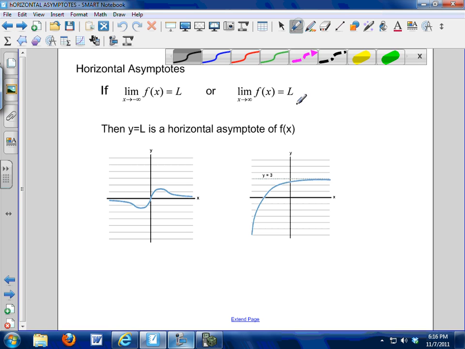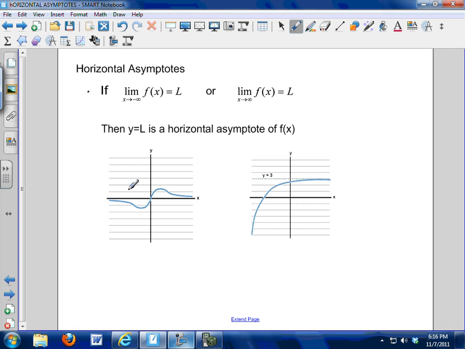Another video. Horizontal asymptotes. So we know what an asymptote is. It's a line that a function approaches but never actually quite reaches. Okay? And so with vertical asymptotes, which you're familiar with, and now we'll talk about horizontal asymptotes. Horizontal asymptotes are sometimes called limits at infinity. Okay, as x gets really, really big.